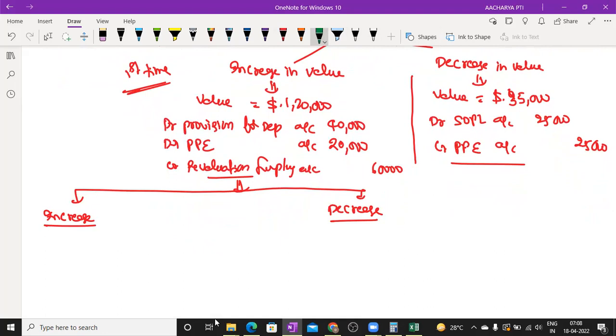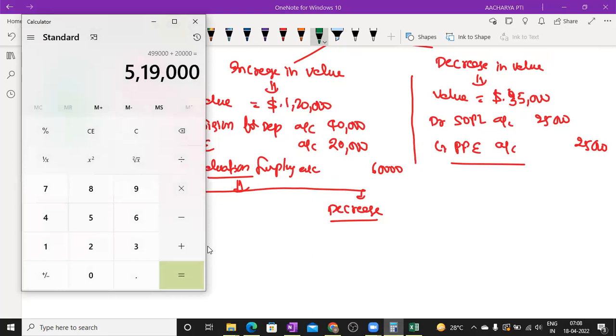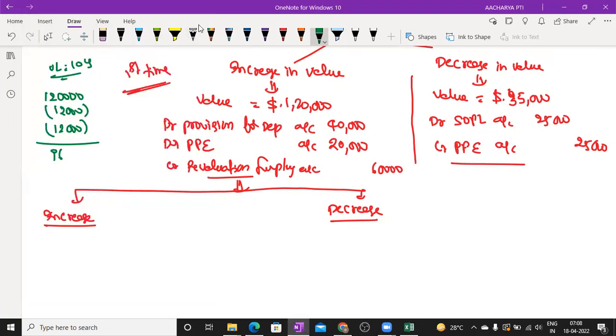For example, here we provide depreciation. Here 1,20,000 is the value, and the remaining useful life is estimated at 10 years. Then the depreciation is 12,000 for the first year. For the second year, we provide depreciation for 2 years, nothing but 24,000. So 1,20,000 minus 24,000 equals 96,000. This is the book value of the asset. On this day, the revaluation happened.